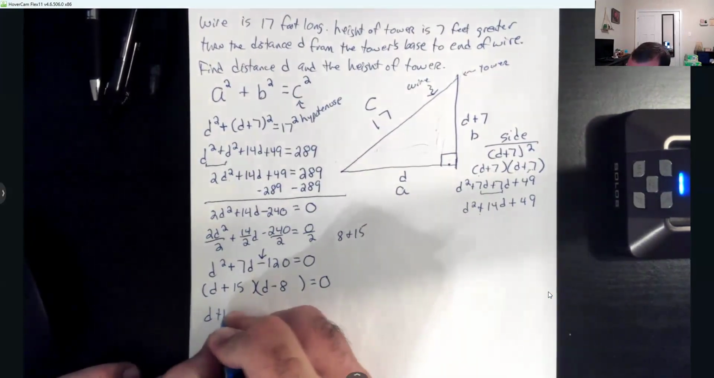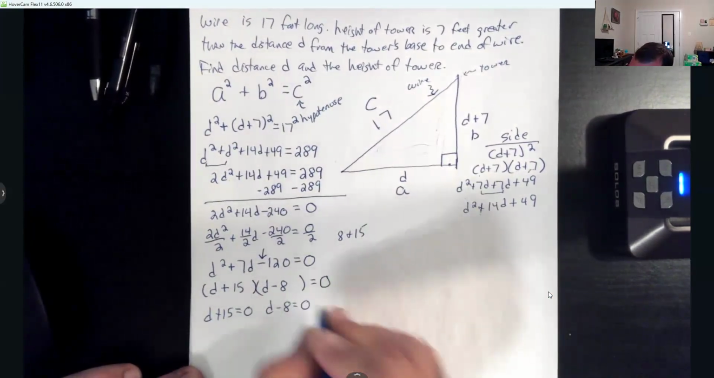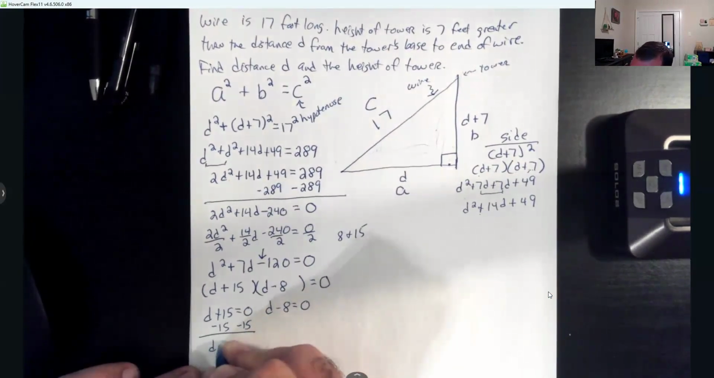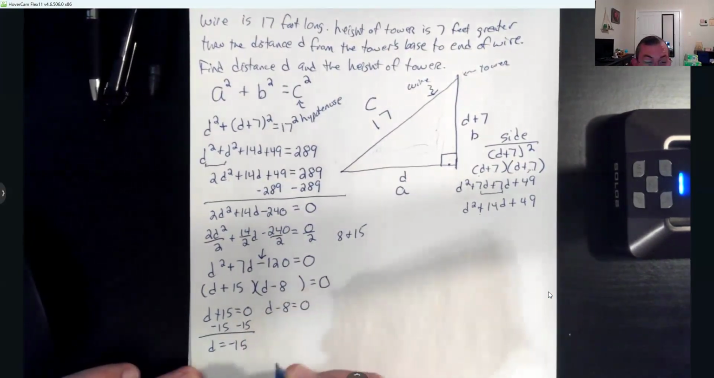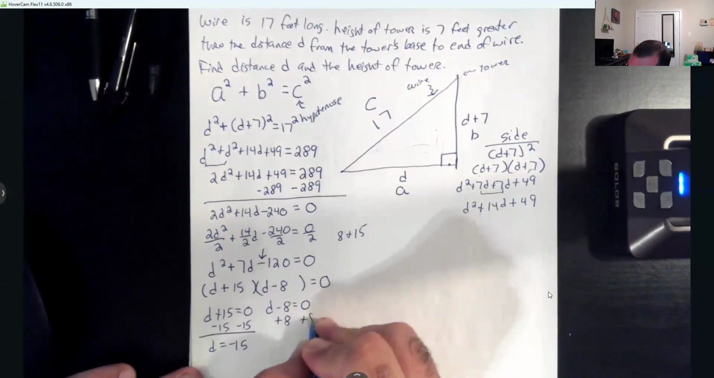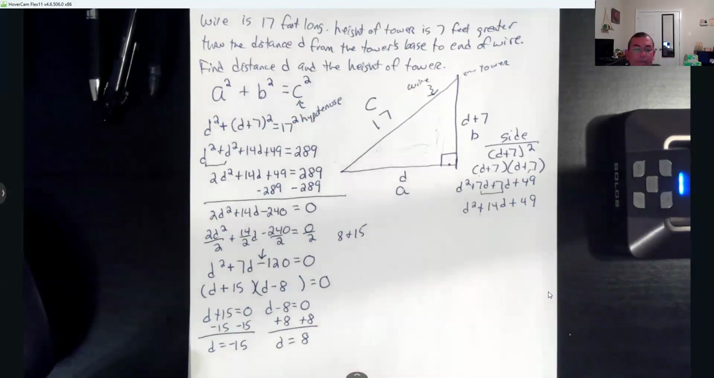Set each of our factors equal to 0 and solve. So here I subtract 15. I get D is a negative 15. Here if I add 8, I get D is a positive 8.